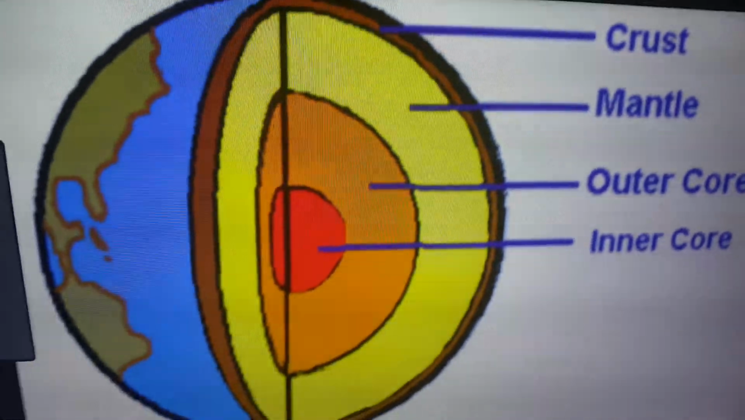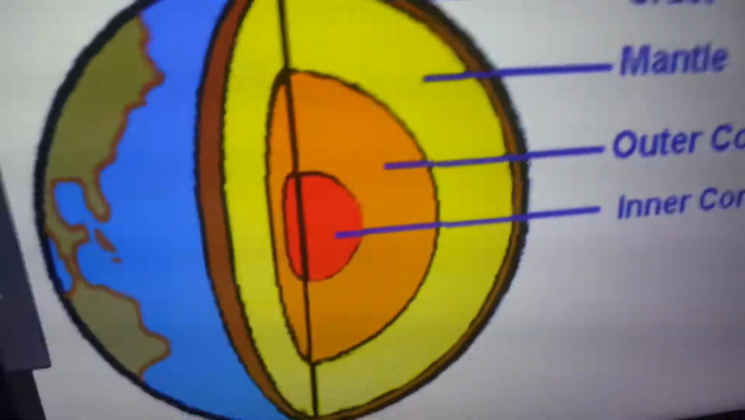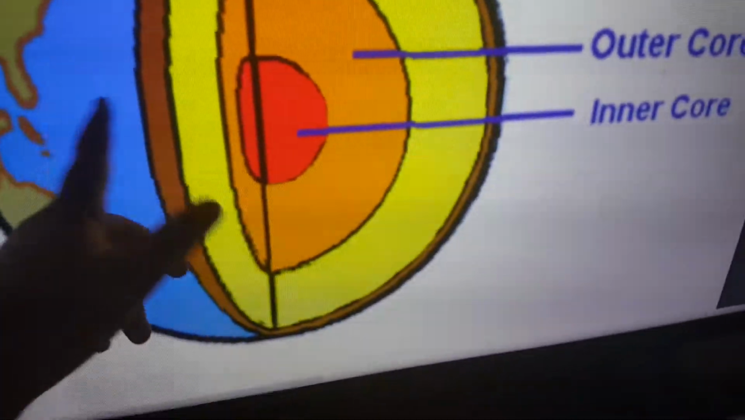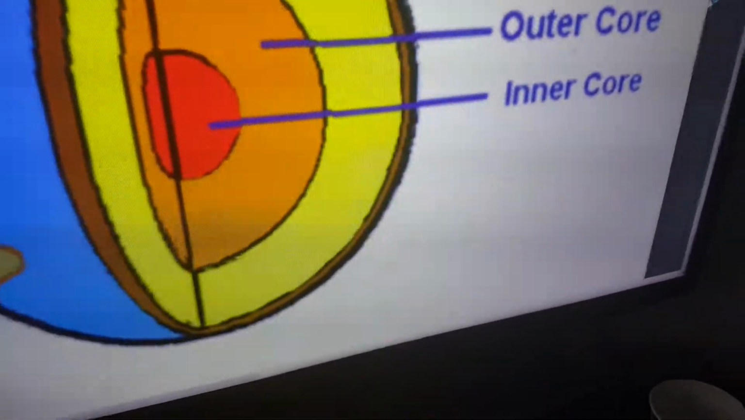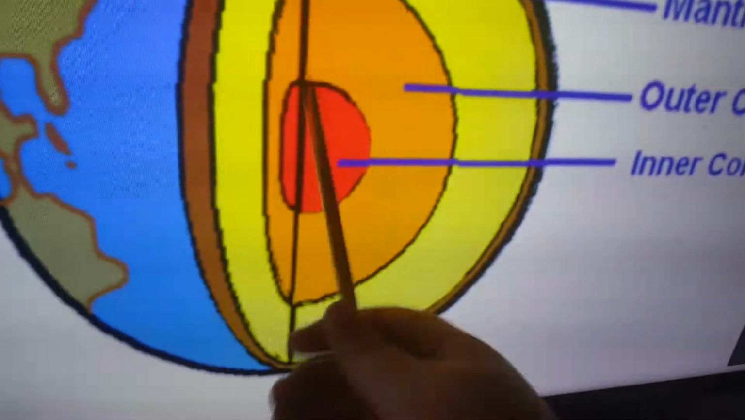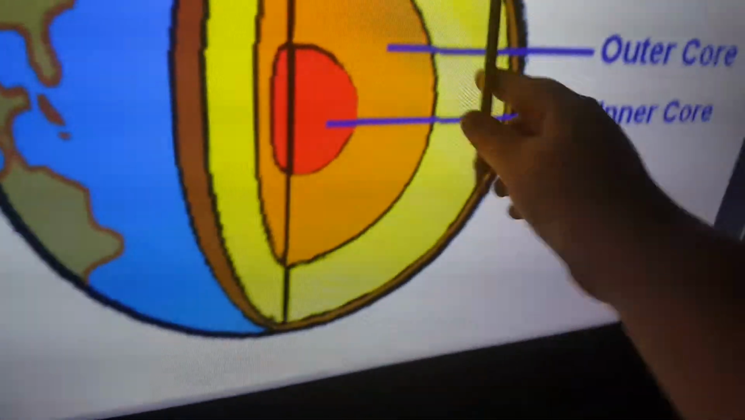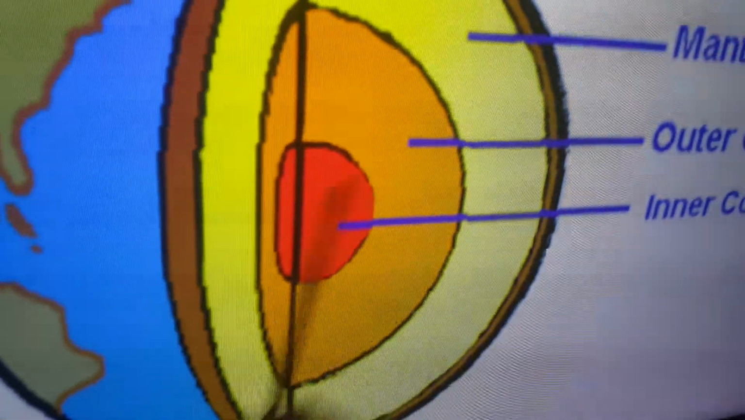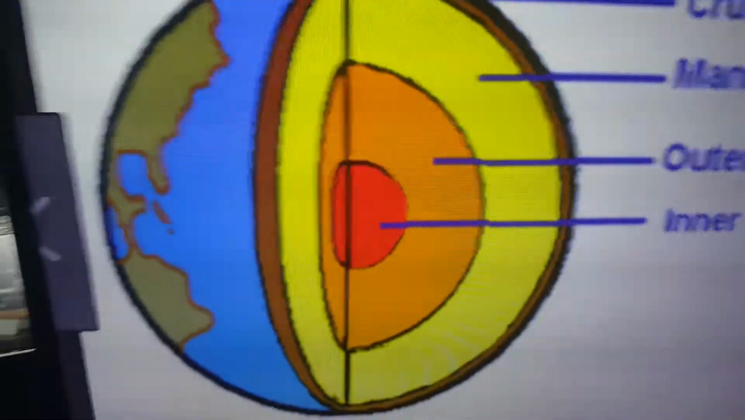So, all right. This is basically where volcanoes come from. This is where the lava comes from, the core. So let's say there's a volcano right here. Sometimes it stays in, but when it needs to erupt, it pushes out, and that's how we get our volcanoes.